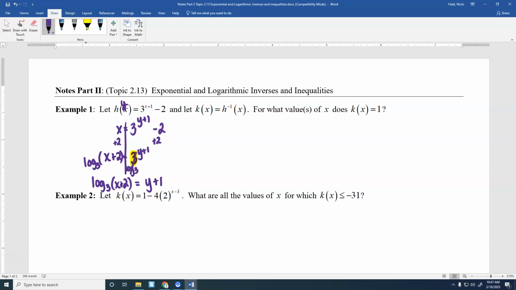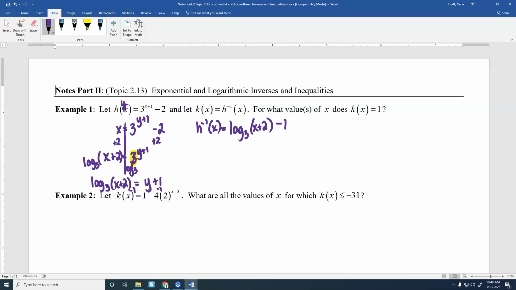And so, what would the last thing be? Trying to get that y by itself. Minus 1. So we're going to subtract 1. You cannot subtract 1 on the inside of the log function. It's just going to be out to the side. So you're going to get h inverse of x equals log base 3 of x plus 2 minus 1.